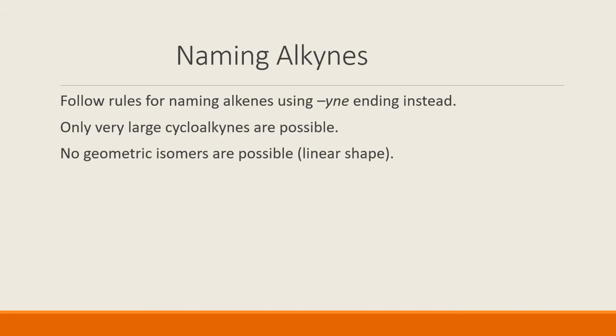As in the case of alkanes and alkenes, the names of alkynes are also based on the number of carbon atoms in the chain, and at the end of the name we use Y-N-E, or yne. For example, the name of an alkyne with 4 carbon atoms will be butyne.